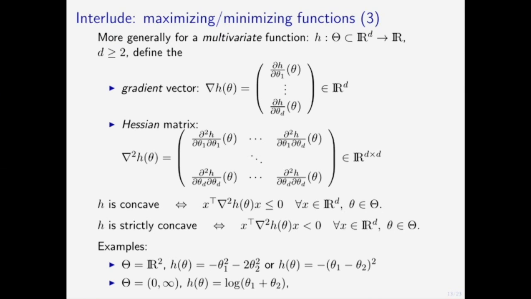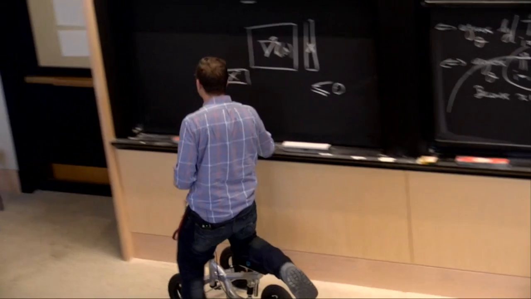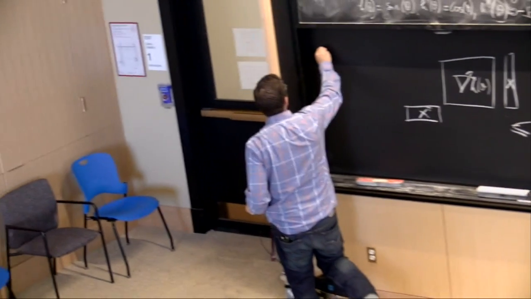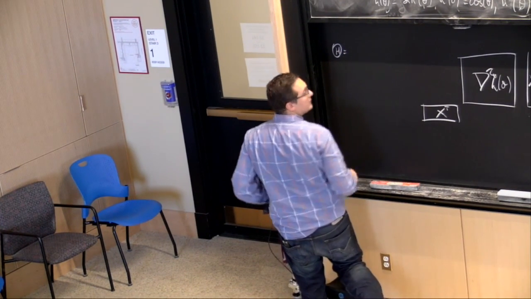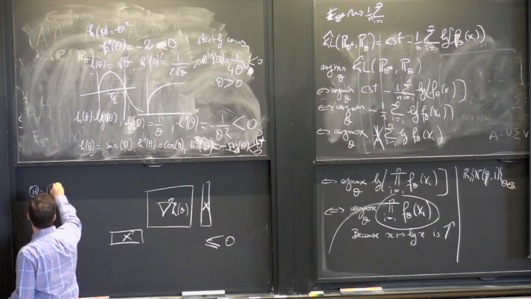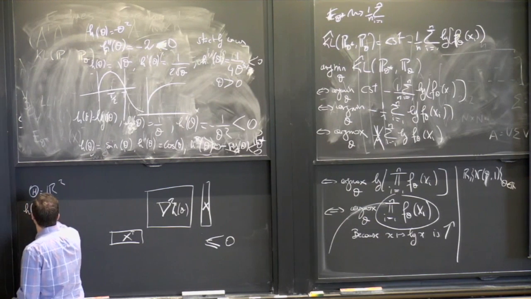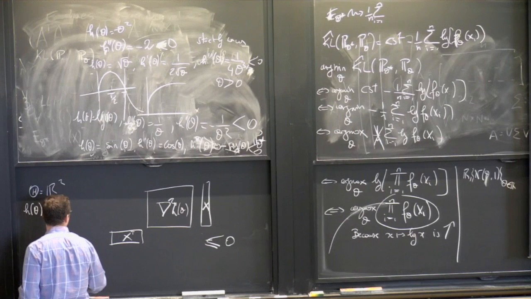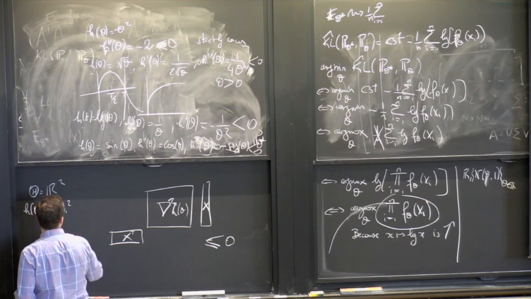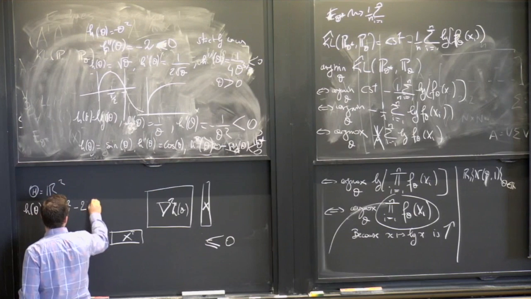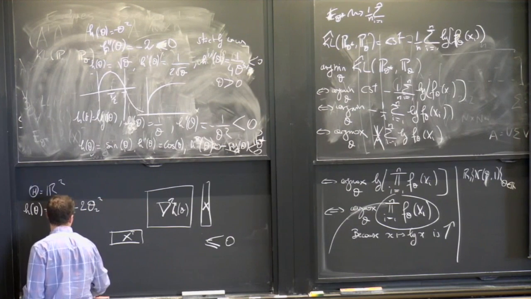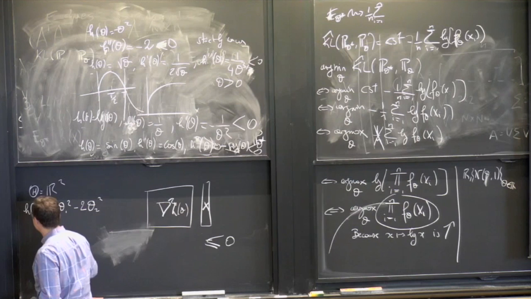Okay? And so, some examples. Just look at this function. Now I have functions that depend on two parameters, theta 1 and theta 2. So if I take theta to be equal to, now I need two parameters, r squared, and I look at the function, which is h of theta. Can somebody tell me what h of theta is? Minus 2 theta 2 squared?